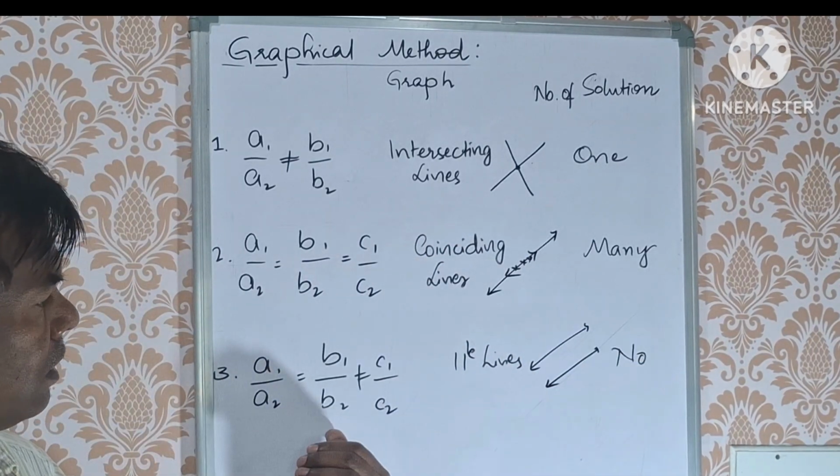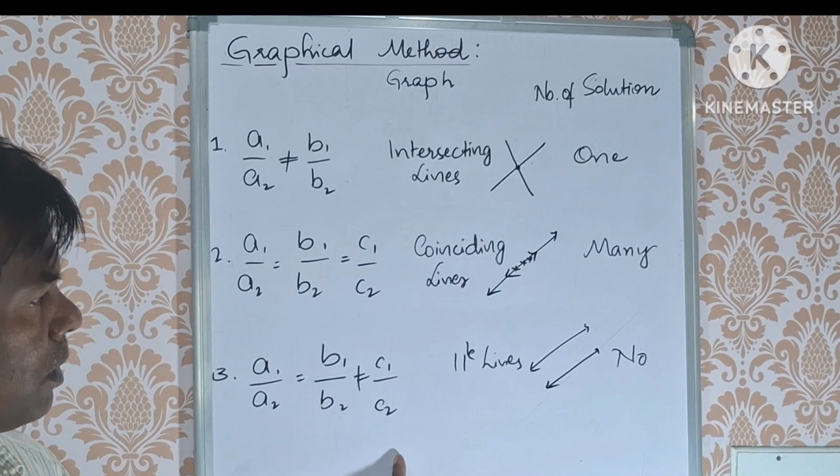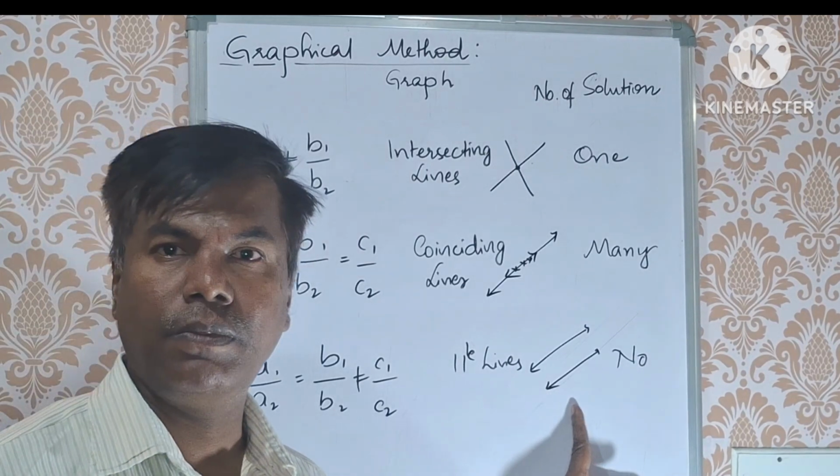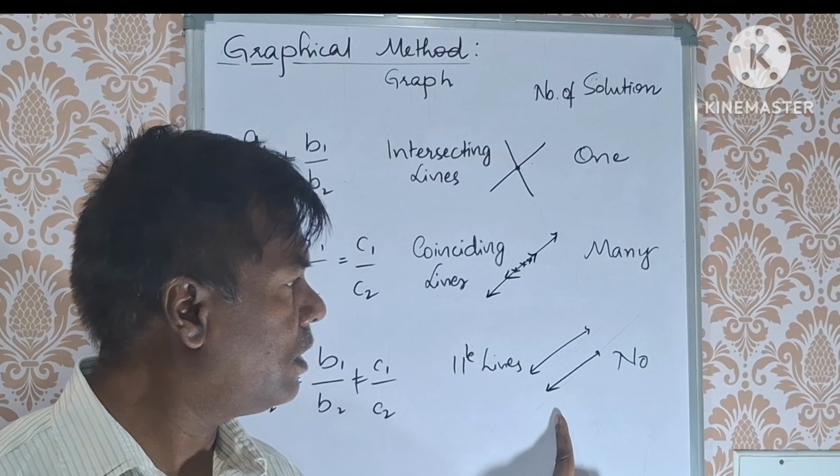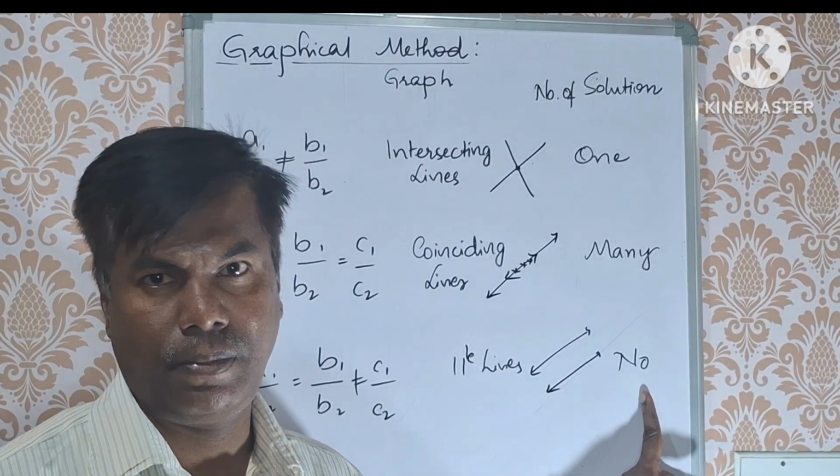If the ratio of the first and second part coefficients is not equal to the third part, then if we draw the graph, we get parallel lines. They do not coincide, therefore no solutions.